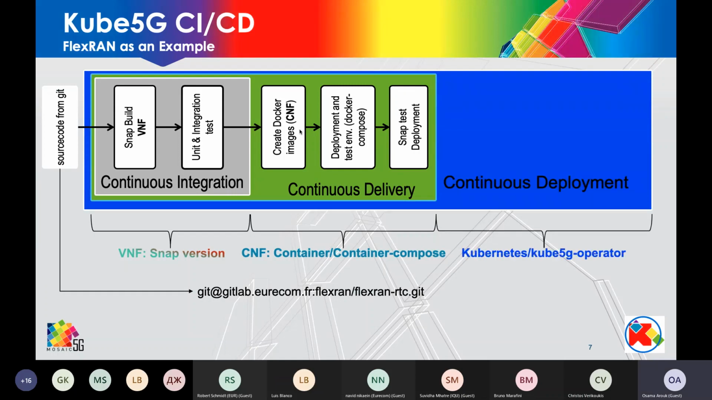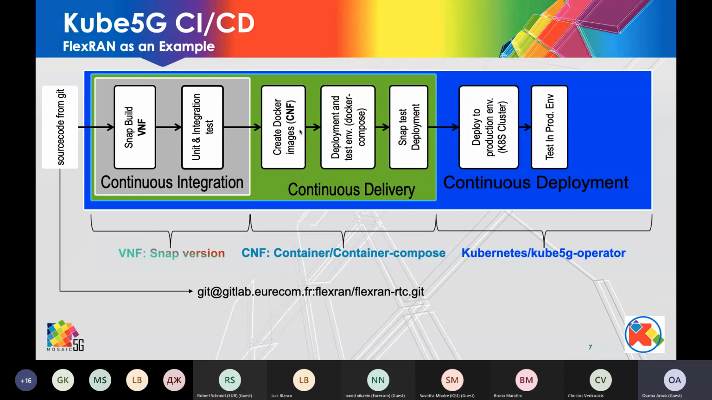And the final stage is to deploy it in a production environment, which is Kubernetes in our case. So again, we have similar steps. The first one is to deploy it in Kubernetes and test it in the production environment. After that, if everything is fine, we push the VNF version and the CNF version to public repositories.